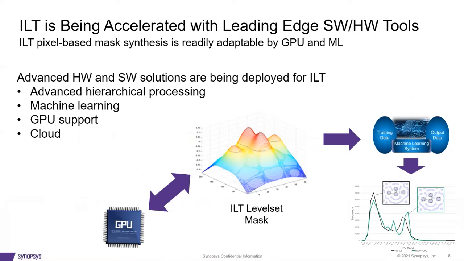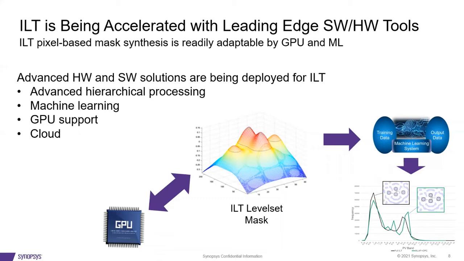ILT is also being accelerated with leading-edge hardware and software tools, as the ILT pixel-based mask synthesis algorithms are readily adaptable to GPUs and machine learning. The parallel nature of many pixel-based algorithms used for ILT curvilinear processing means they're readily adaptable to GPU-accelerable code such as CUDA. Also, there are many readily available machine learning tools which have been tuned for image processing. And the mask synthesis arena can be thought of as a large-scale inverse image processing problem space.